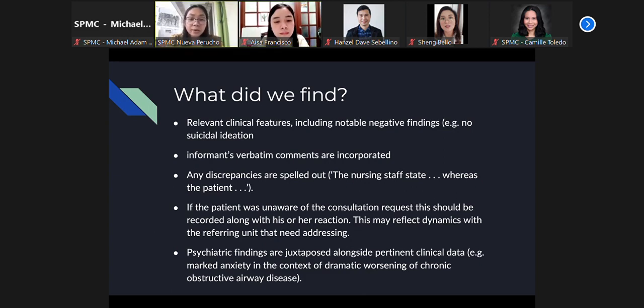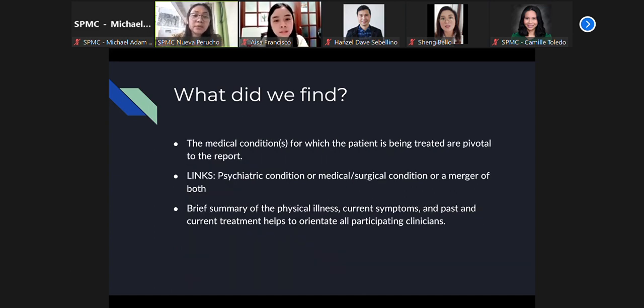So also, if the patient was unaware of the consultation request, this should also be recorded along with his or her reaction, as this may also reflect the dynamics of the referring unit that needs addressing. So in CL, we really ask for the informed consent prior to assessment of the patient. Then psychiatric findings are juxtaposed alongside pertinent clinical data. So for example, marked anxiety in the context of dramatic worsening of chronic obstructive airway disease. So you should always mind ang medical aspect po. The medical conditions for which the patient is being treated are pivotal to the report. So again, we should be looking for the link of the psychiatric condition to the medical or surgical condition.